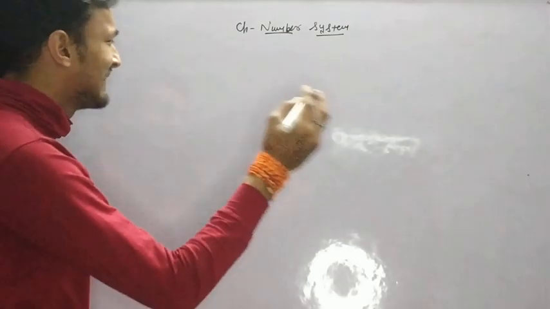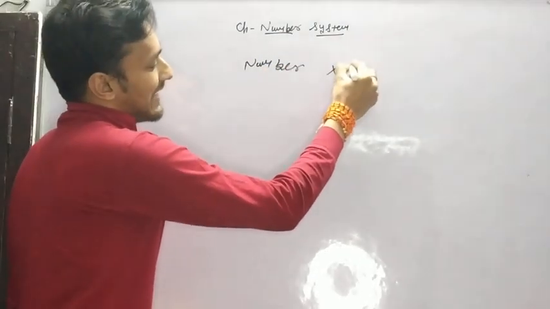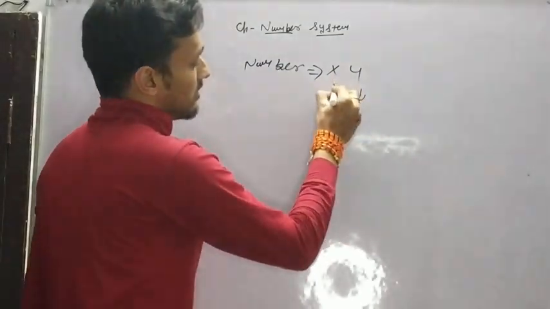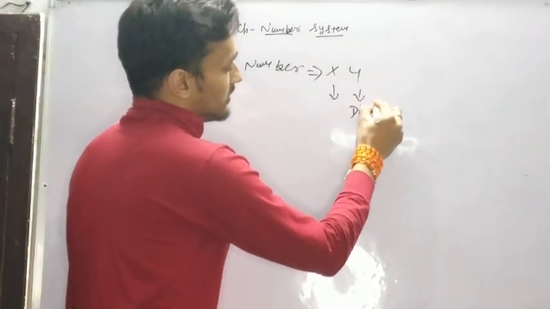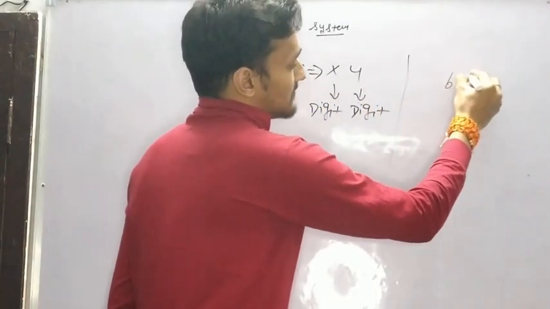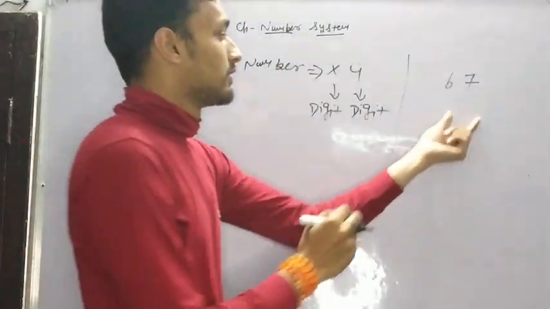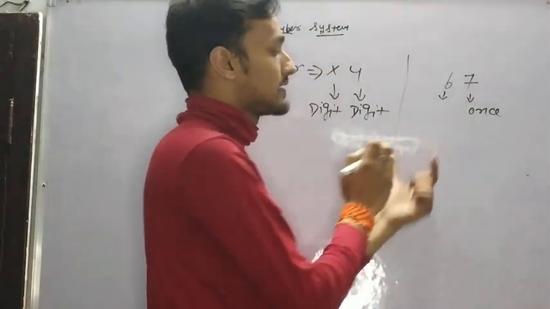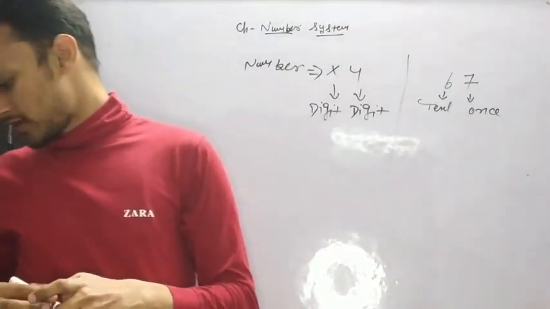First of all, let me give you an example. Let's suppose a number xy. How did it come? It came from digits, so a digit should be there and another digit should be there. Let us take a mathematical example, 67. That is a number with two places. The first place is called ones place and the second is called tens place. So that is the basic definition of number system.